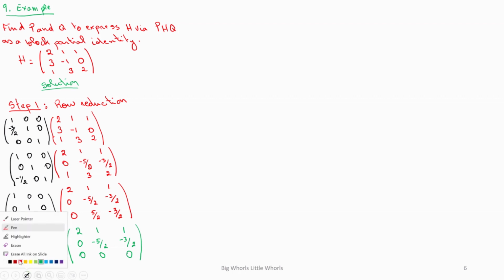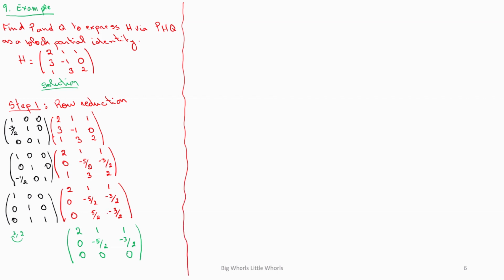Okay, now let's continue on the other side. Step 2, with the column reductions. Okay, just here I wrote minus. It should not be minus 3 over 2. It's just 3 over 2.